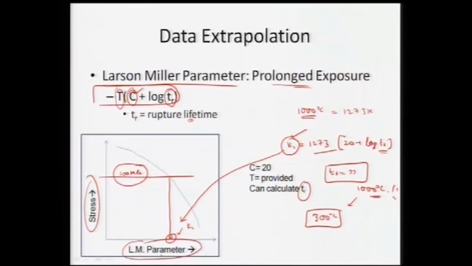And if we actually go about testing this component at 300 degree centigrade, we might require at least 4 or 5 orders of magnitude higher time than for the material which failed at 1000 degree centigrade. So, utilizing this Larsen-Miller parameter, we can back calculate and find the rupture time. So, that is the ideology of utilizing the Larsen-Miller parameter in calculating the rupture time.